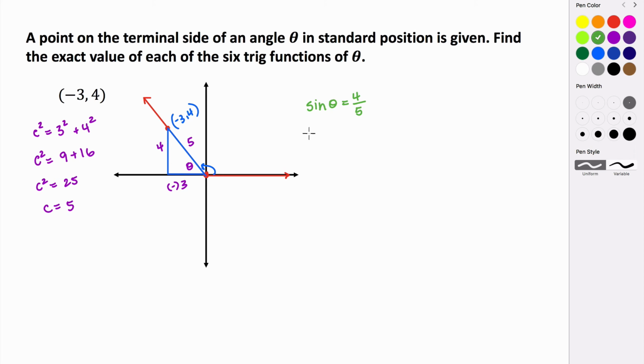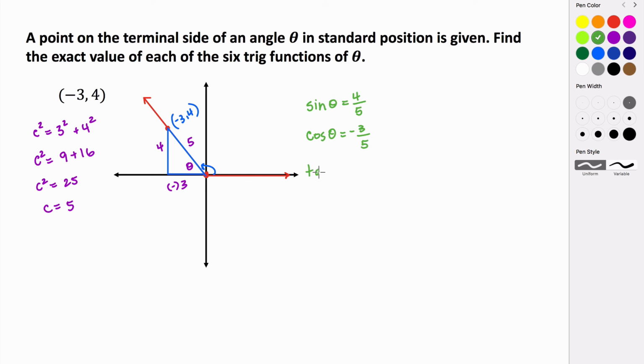Let's take a look at the cosine. The cosine of theta is the adjacent side over the hypotenuse. So the measure of the adjacent side is 3, but it's in the negative direction, so it's going to be negative 3 over 5. Now we also know that it should be negative because in the second quadrant, the cosine is negative. Remember, the cosine represents the x-coordinate, so in the x direction, it's negative in the second quadrant.